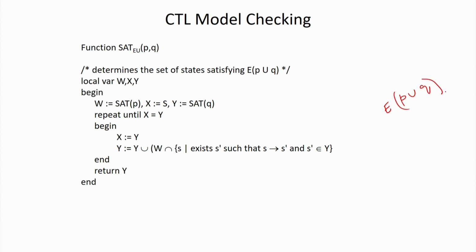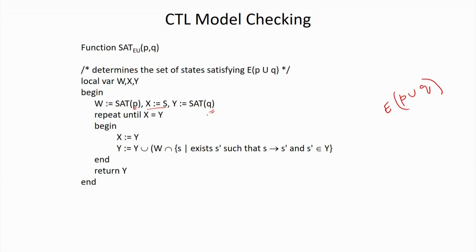So, this is the method. Now, what are we doing? We are going to take the set of states where P is true, and the set of states where Q is true, and we are going to look over the entire set of states of the system. Okay. Now, we repeat until x equals y. Now, in y, these are the set of states where Q is true.